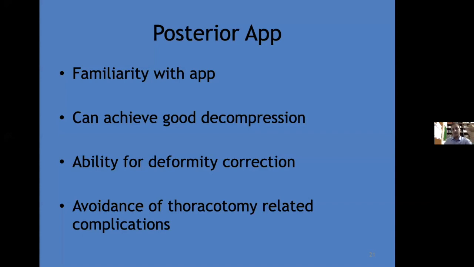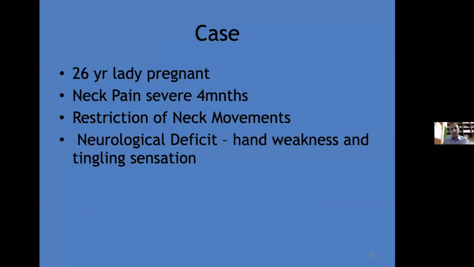So why posterior? Because we are familiar with this approach. We can achieve a good decompression even for anterior disease or anterior compression. There is a good chance of very good correction of the deformity along with decompression, and then you avoid difficult approaches or thoracotomy related complications.